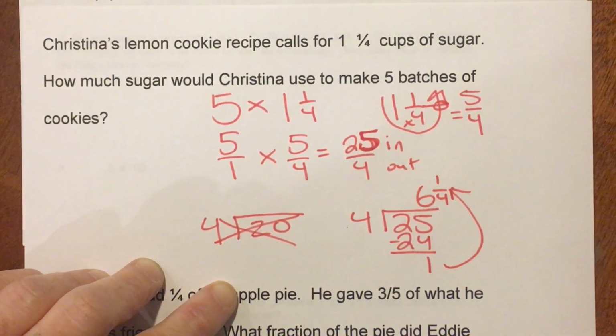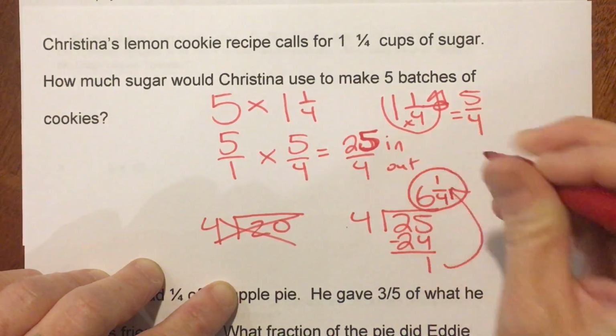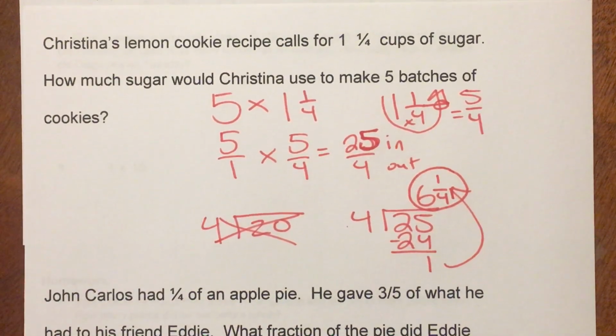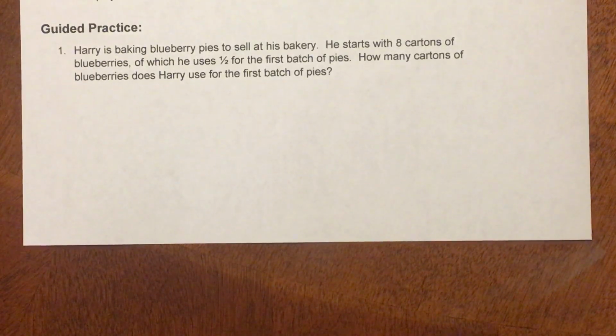Okay, step 5 says to simplify, but I know I can't simplify it because of the 1. So my answer is 6 1/4. Okay, let's try another one.